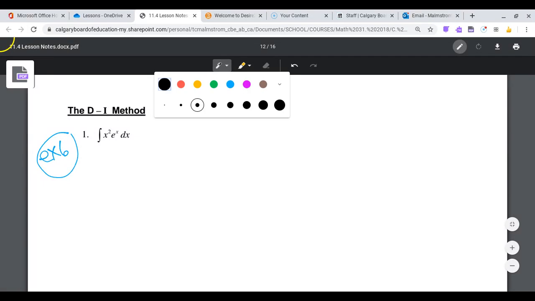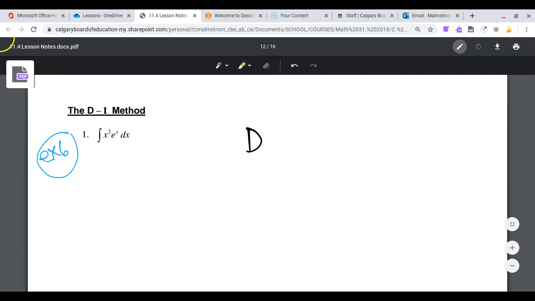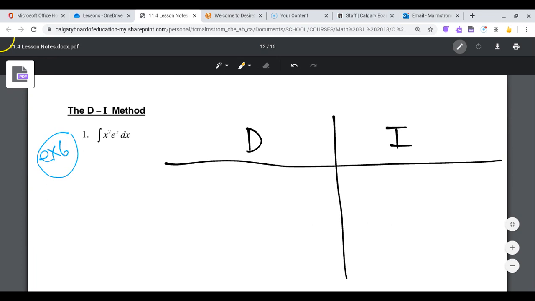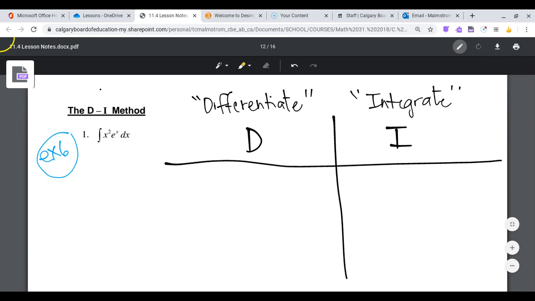We make ourselves a little table, and we have a D and an I. Okay, so the D stands for differentiate. Big word. And the I stands for integrate. Another fairly big word. Okay, so you still need to know who has to be your u and your dv part. So we still need to rely on our LATE rule.